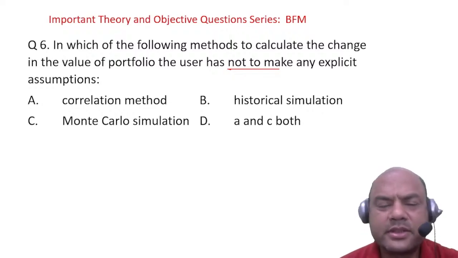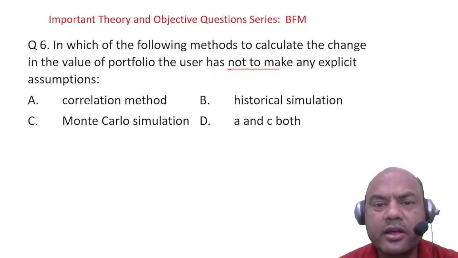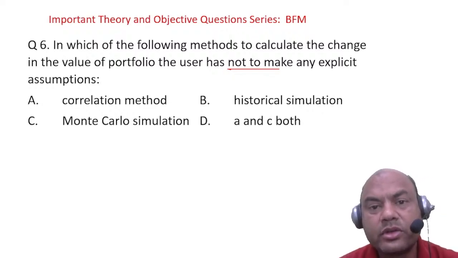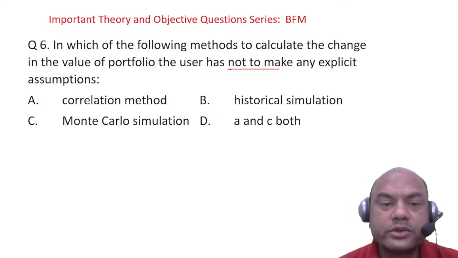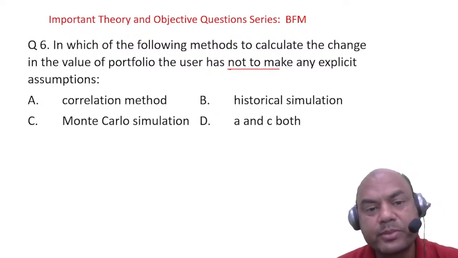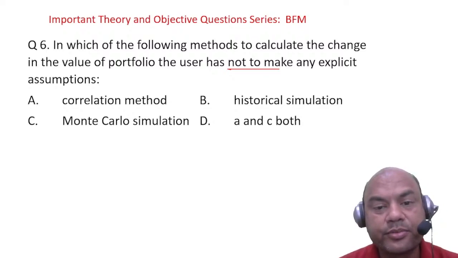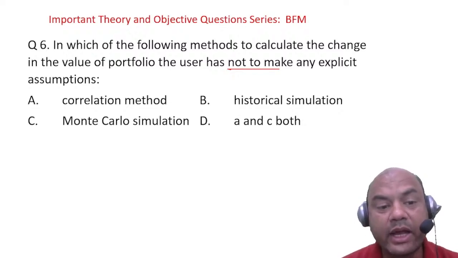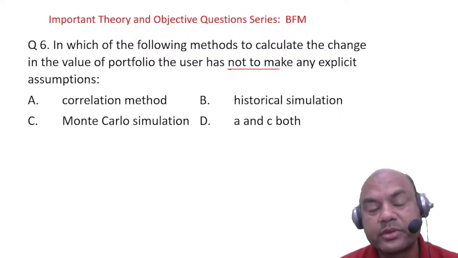Answer is very easy in this, and I give you the hint also. Whatever are the facts, use them. So where are the facts? In which method are the facts? Correlation, historical simulation, Monte Carlo simulation. A and C both. Correlation and Monte Carlo. A and C both.